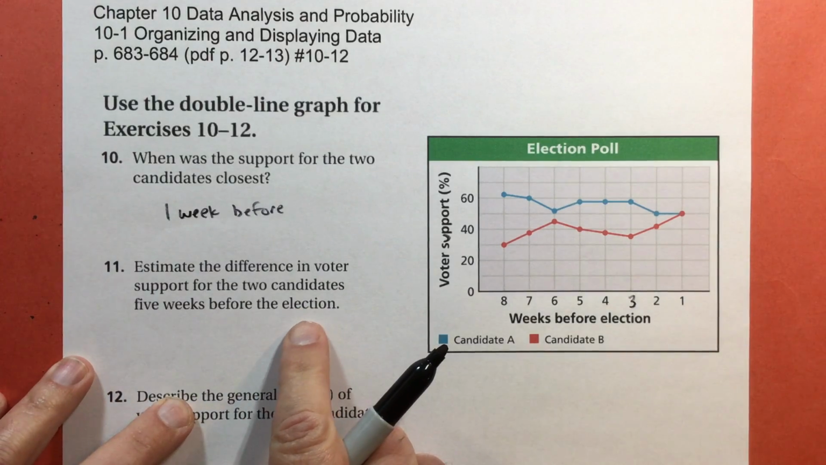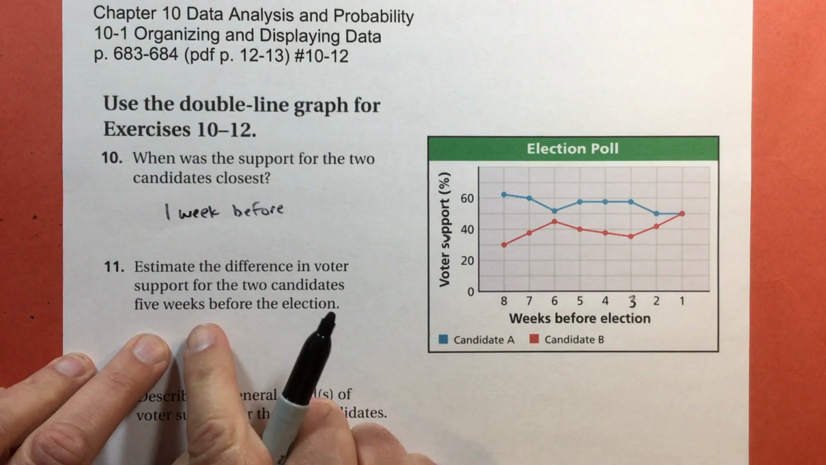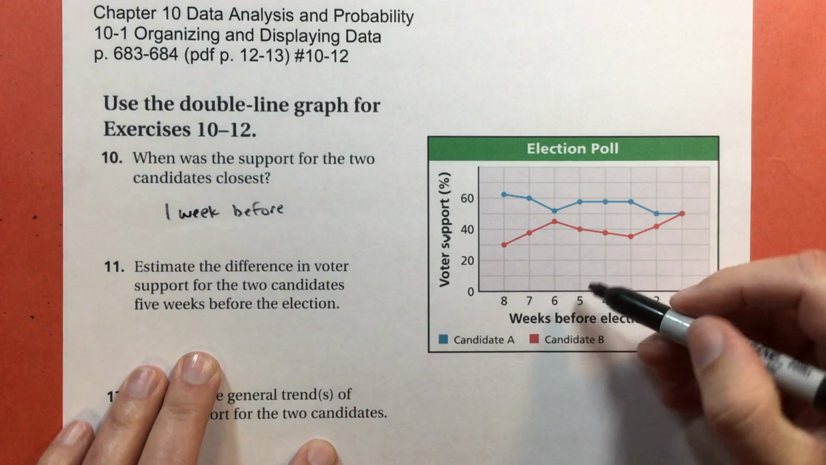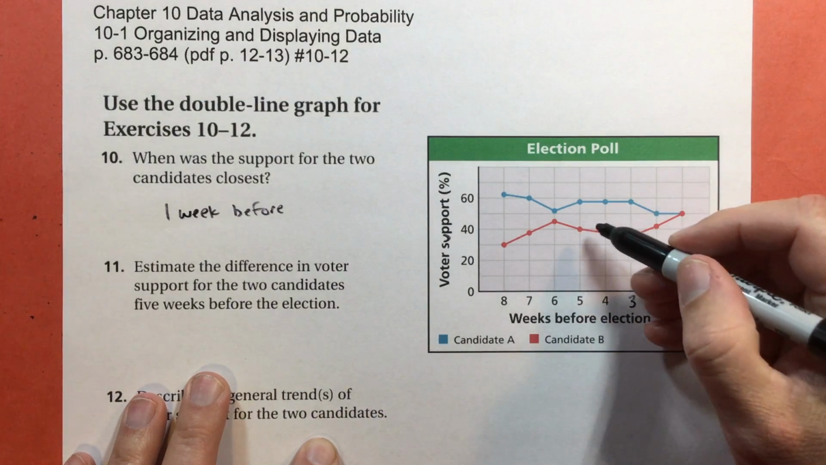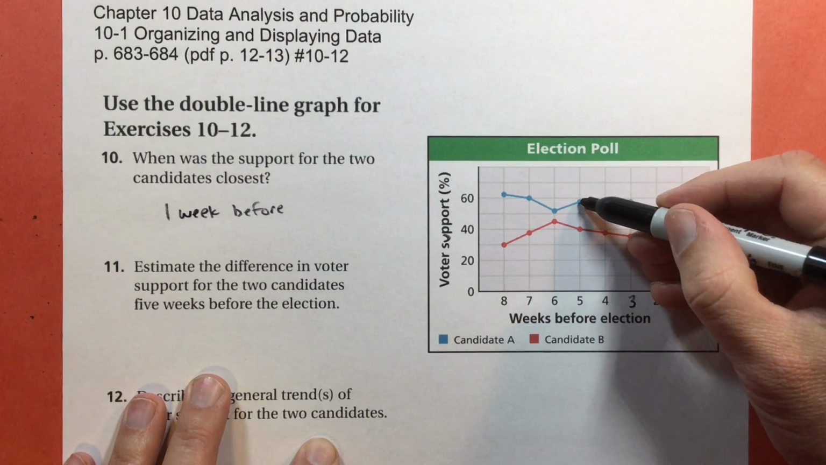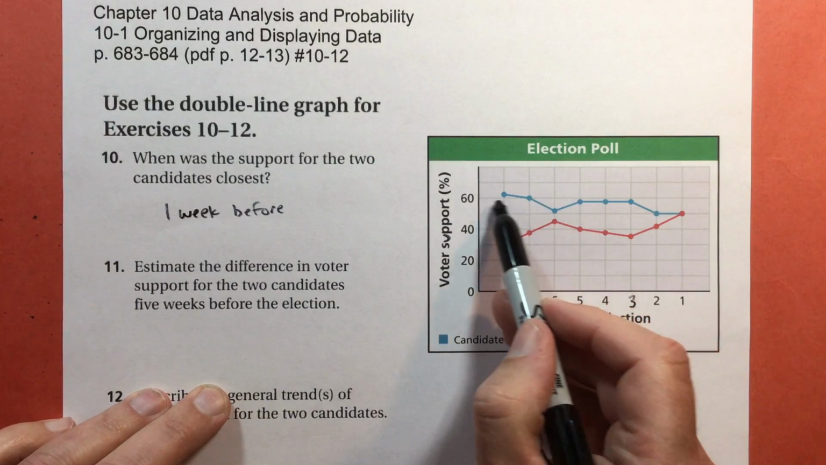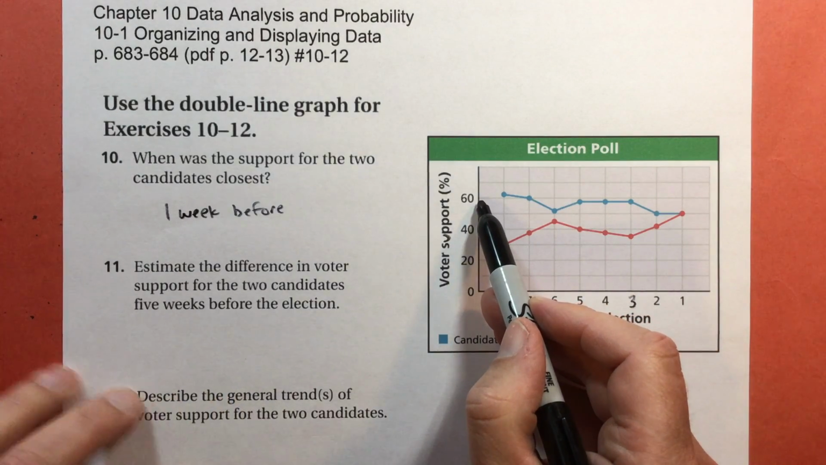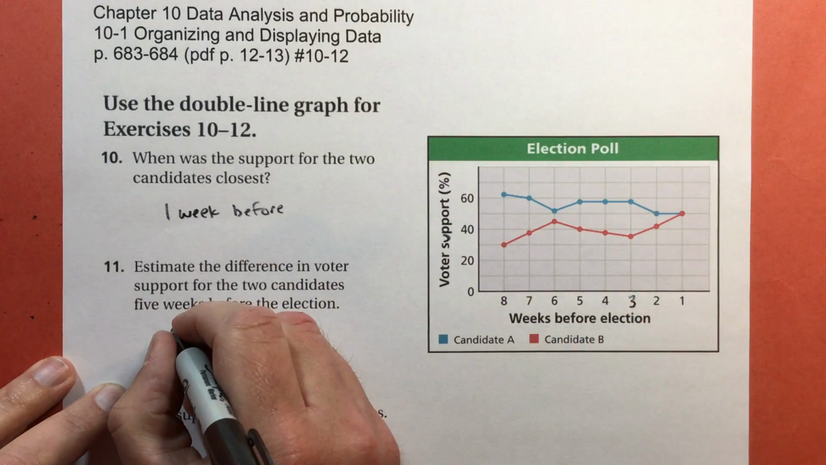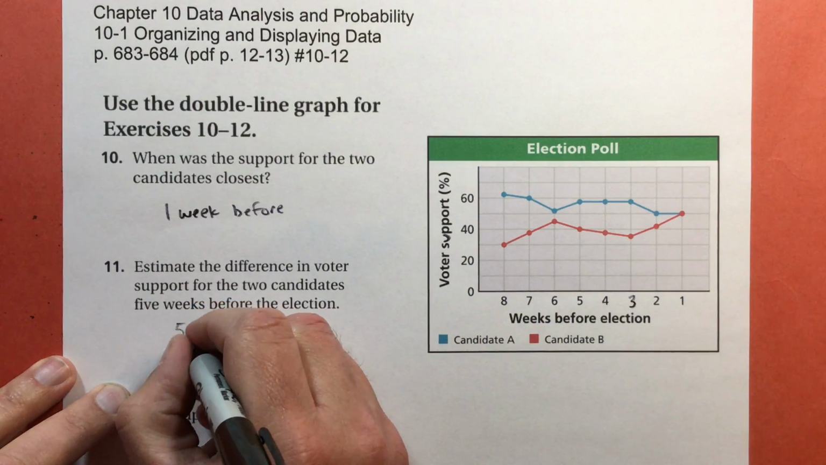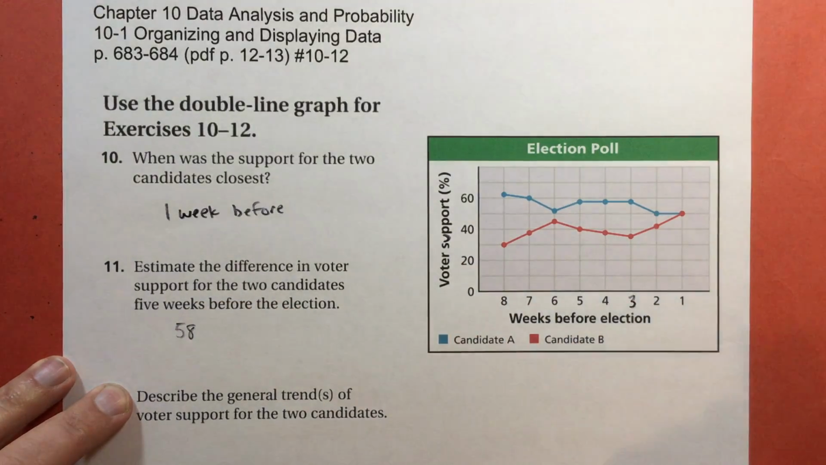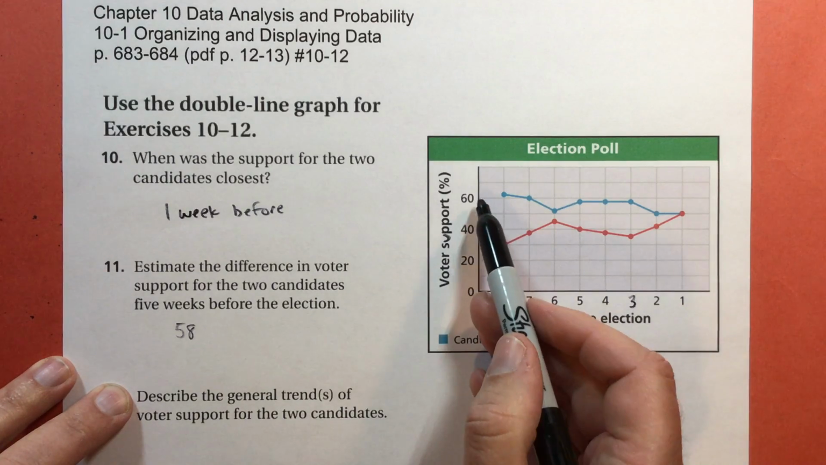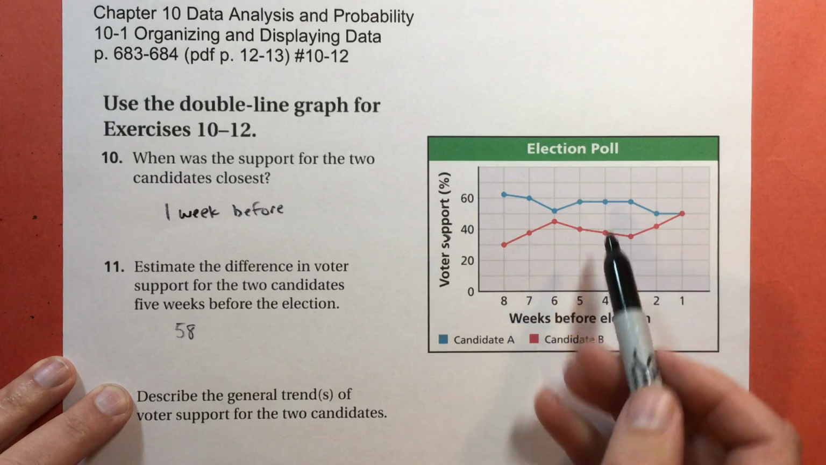Estimate the difference in voter support for the two candidates 5 weeks before the election. Okay, so let's find 5. For candidate A, which is in blue, it looks like it's almost 60. So we'd say about 58. And if you think it's 57, that's no problem. If you want to just estimate and round it up to 60, that's probably okay too.